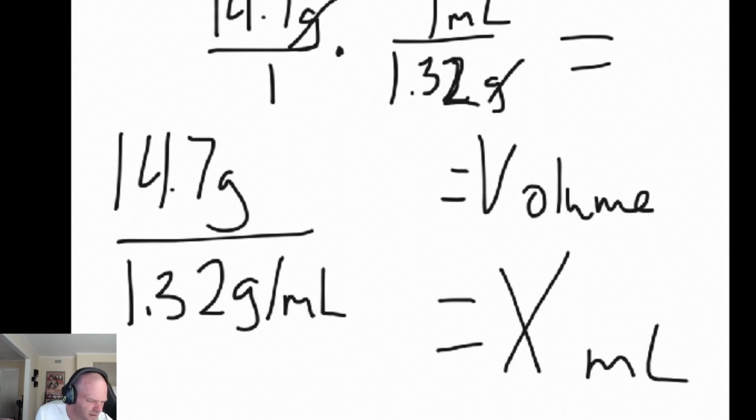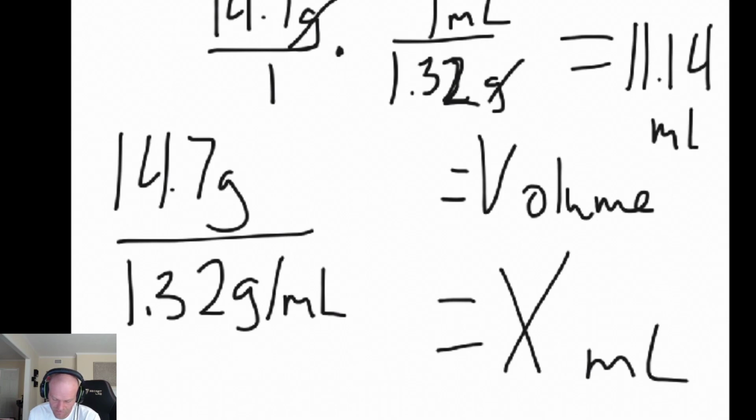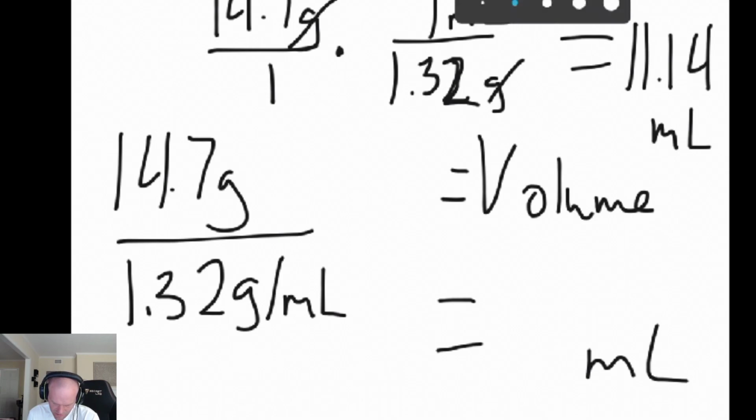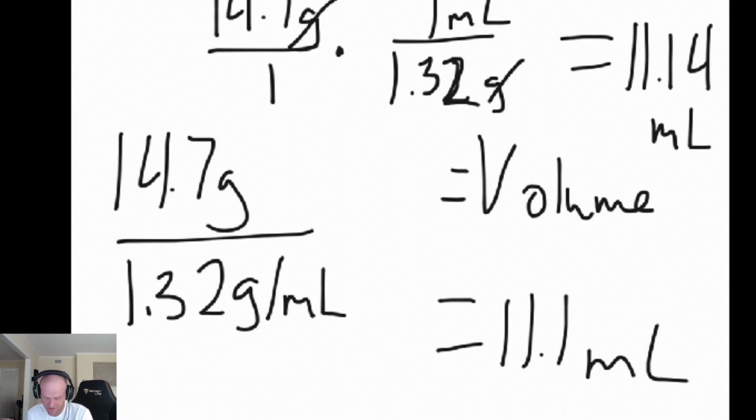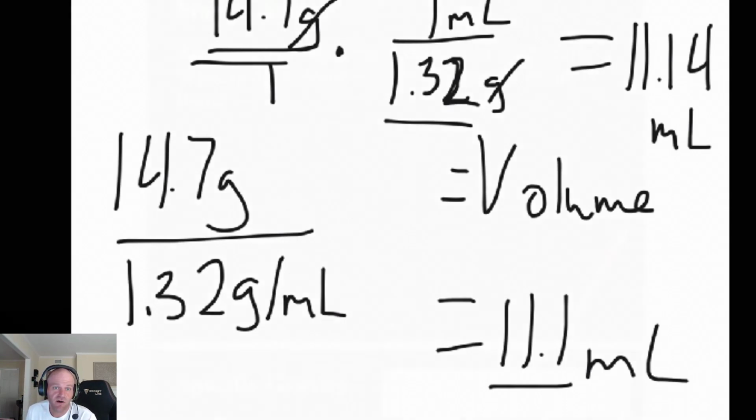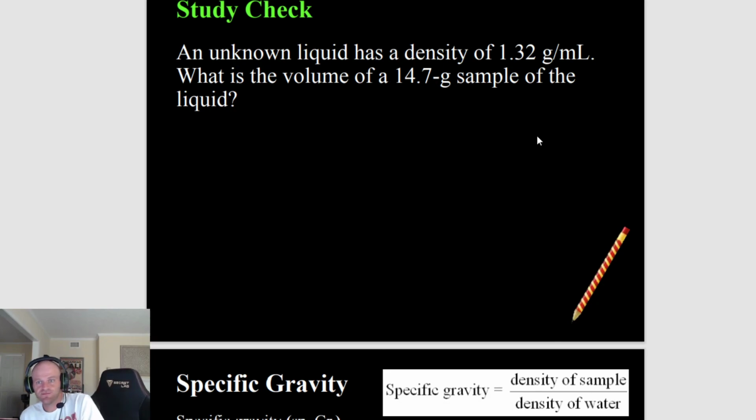It leaves me 14.7 divided by 1.32 equals 11.14 milliliters. Okay, so I would like to rewrite this. We'll call it 11.1, so 3 sig figs, because both of my values have 3: 14.7 had 3, 1.32 had 3. So my final answer will have 3 as well. Okay, 11.1 milliliters is the volume of this unknown liquid.